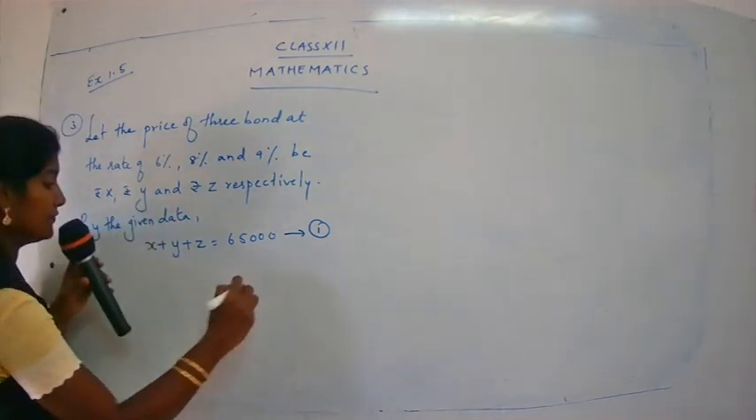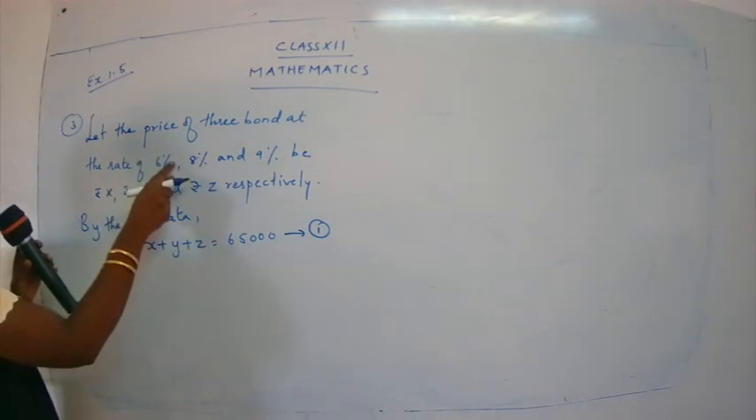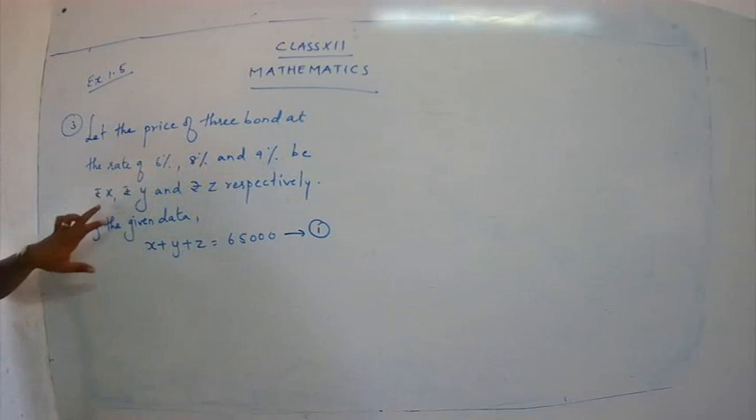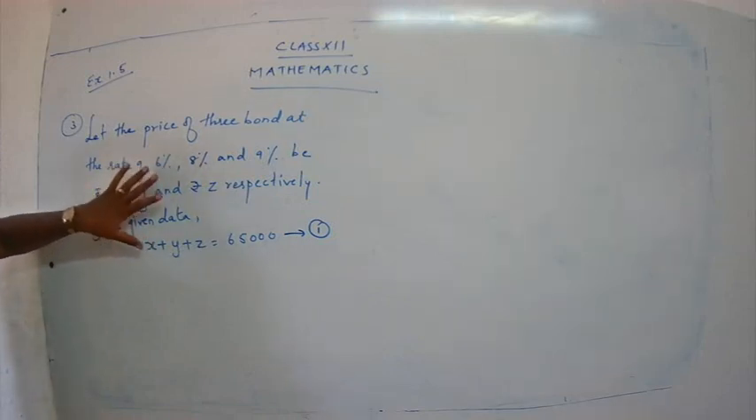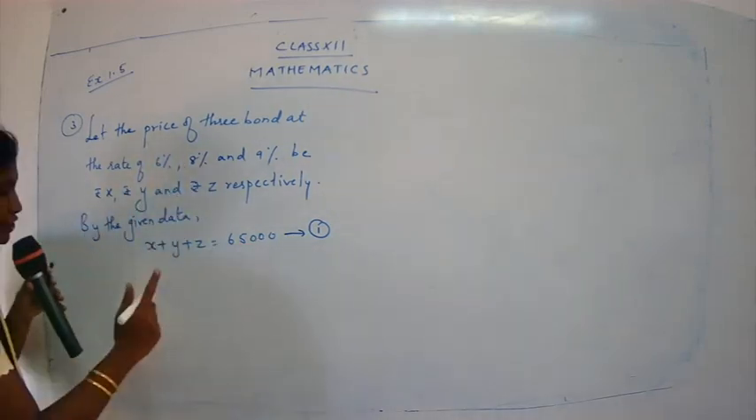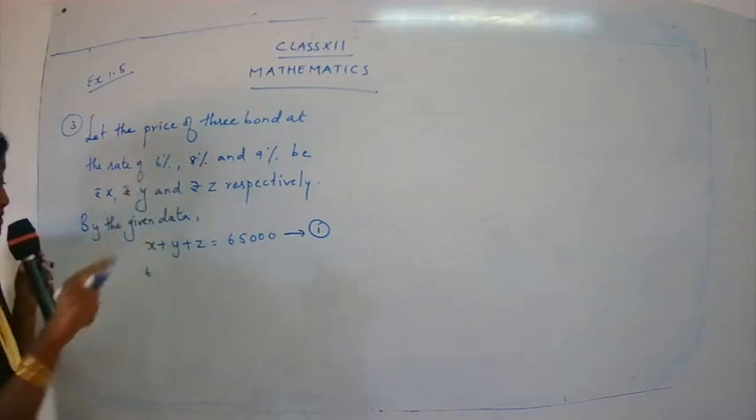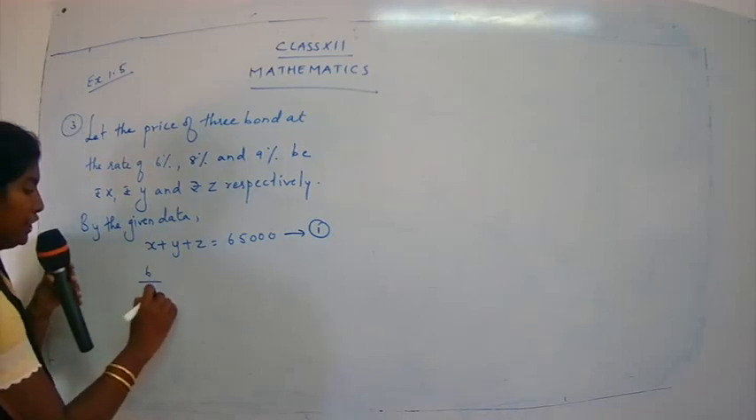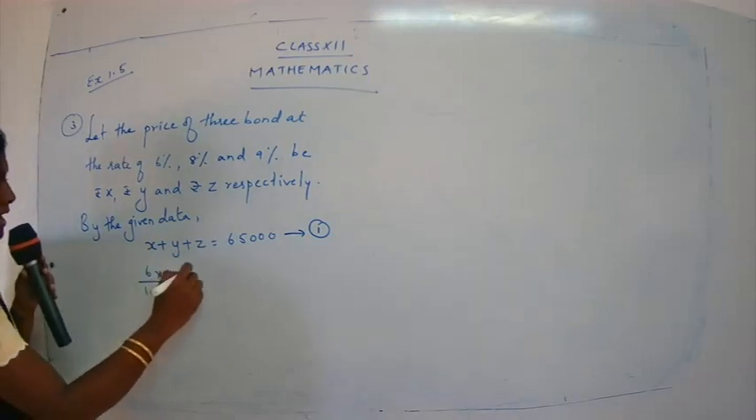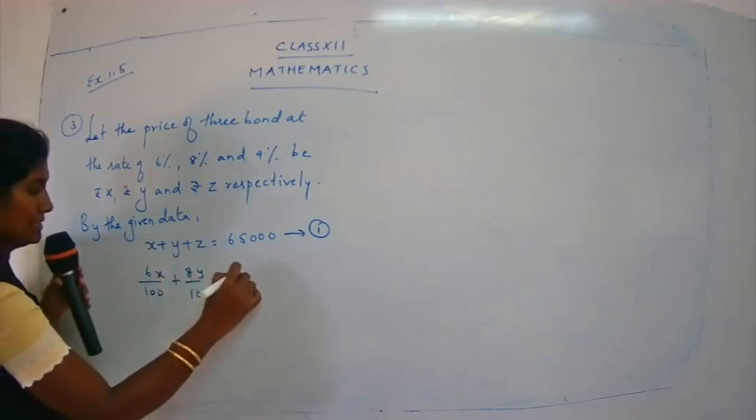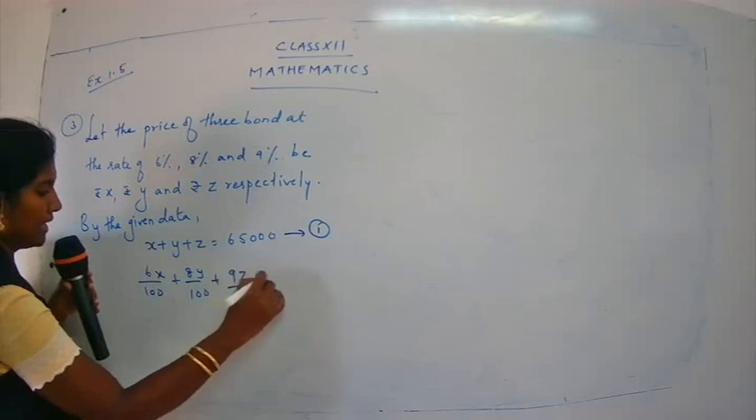So the total is 4,800 and he is going to get from 6%, from 8% and from 9%, and we have already fixed the price for the bonds. That is for 6% as X, for 8% as Y and for 9% as Z. So let's make a condition over here. It's 6%. Percent means upon 100. 6% means 6 upon 100 into X plus 8 upon 100 into Y plus 9 upon 100 into Z.